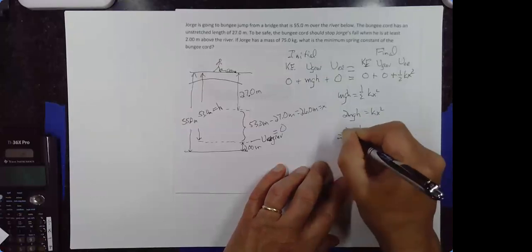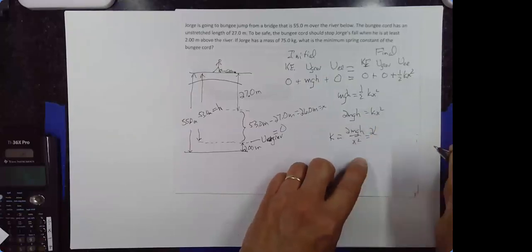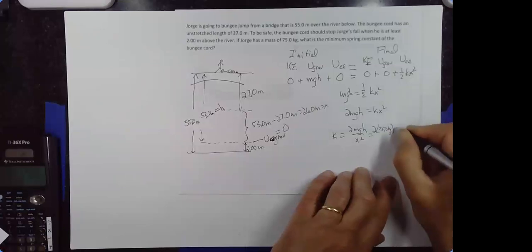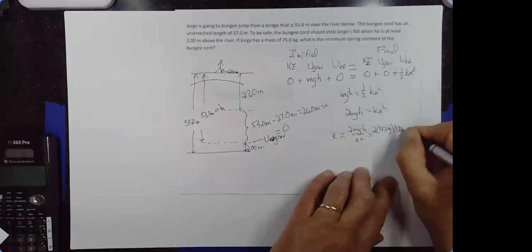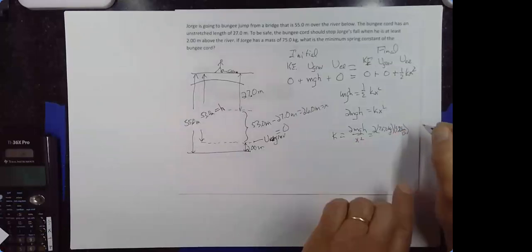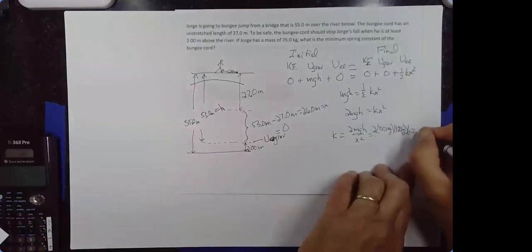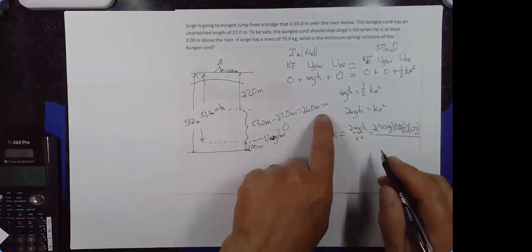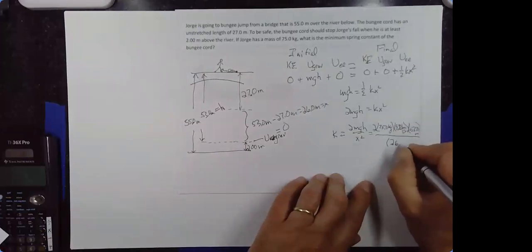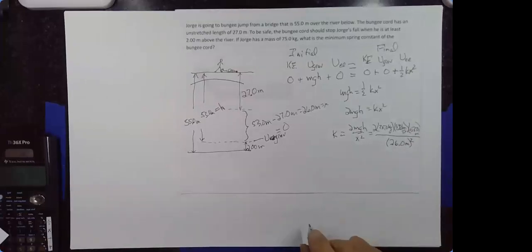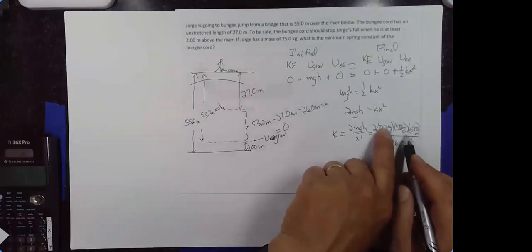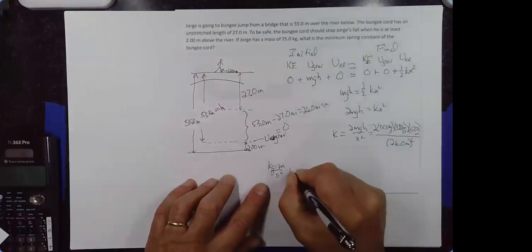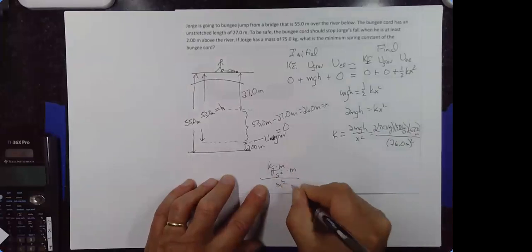That will equal k, but I'm going to put the k on this side and then plug in the numbers. 2 times Jorge's mass, 75.0 kilograms, times 9.81 meters per second squared, times h, which is 53.0 meters. And I divide by x squared, which is 26.0 meters squared. Okay, let's look at the units. Here we've got kilogram meter per second squared times meters. And that's on top. And on the bottom, I've got meters squared.